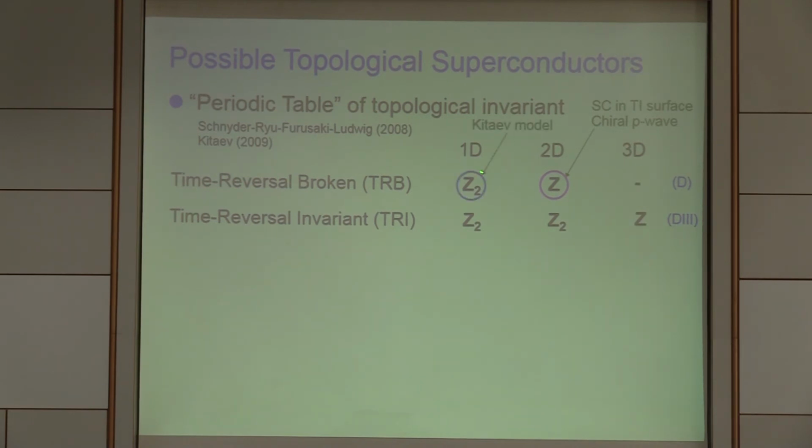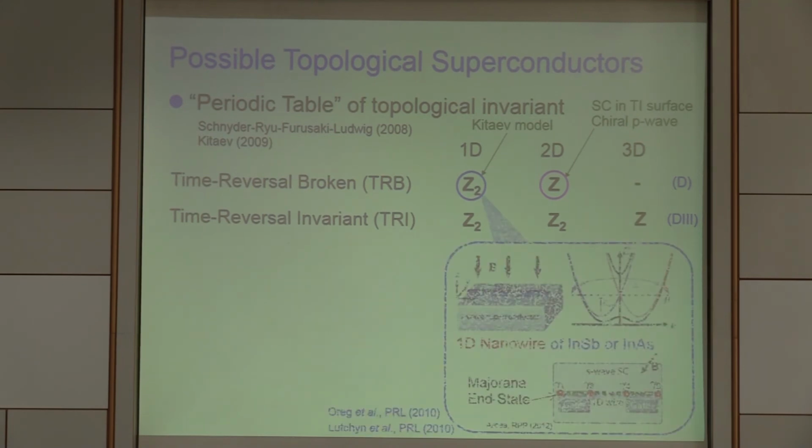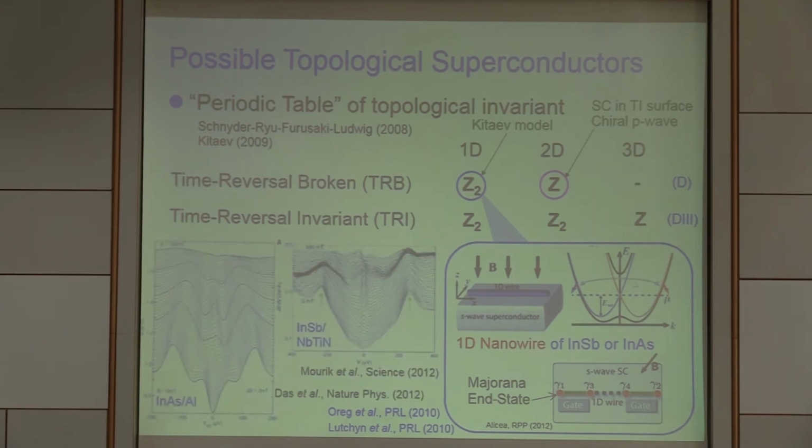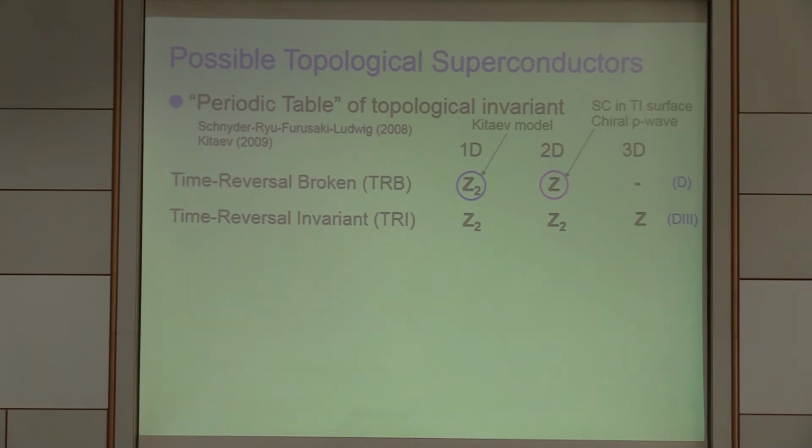And also, this 1D time reversal breaking platform corresponds to the well-known Kitaev model, and the 1D spin orbit coupled semiconductor nanowire is expected to realize this topological superconductivity, and there is promising evidence already for the existence of the 1D time reversal breaking topological superconductivity.